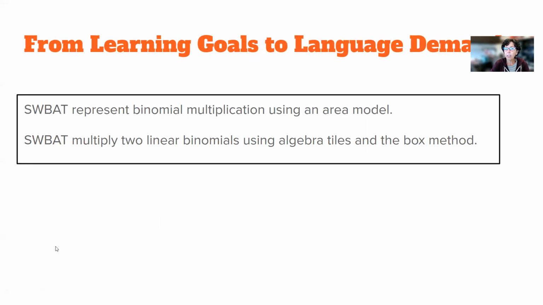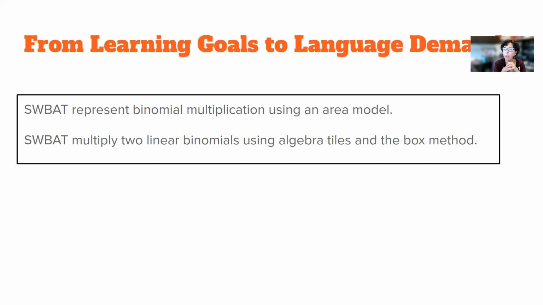So what we need to practice then is, once we have learning goals for a particular lesson, how do we identify all of the language demands that are associated with that particular learning goal or a sequence of lessons? That's what we're going to practice next. I have here on the slide 2 learning goals for a particular sequence of lessons. Students will be able to represent binomial multiplication using an area model. And students will be able to multiply 2 linear binomials using algebra tiles and the box method.